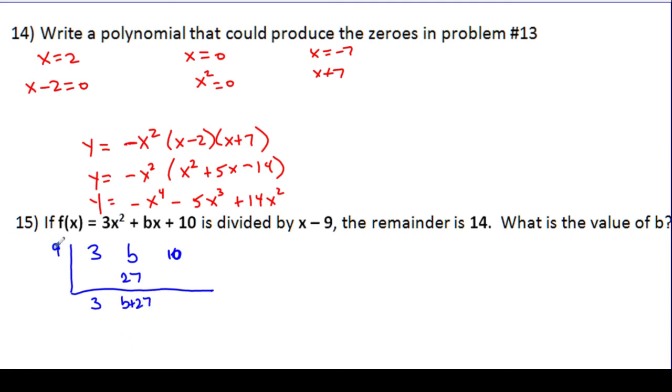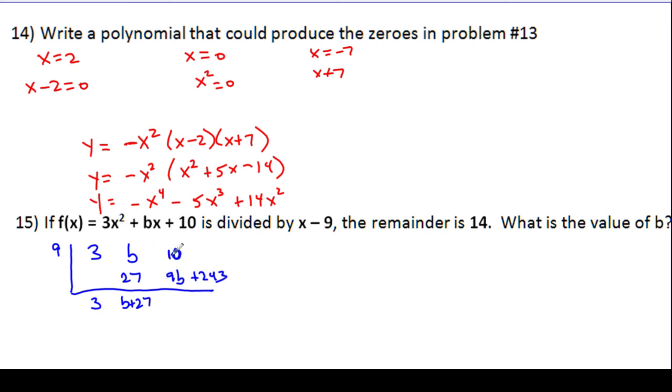Now I need to do another multiplying. 9 times b is 9b. And 9 times 27 would be 243. Right? 9 times 7, 63. 9 times 2 is 180. Yep, 243. Oh, sorry, I put that in the wrong spot. 243. I was so worried about getting my math right that I put it in the wrong spot. So when I do this multiplication, 9 times b, I get 9b. 9 times 27 is 243. So I get this new expression, 9b plus 243.